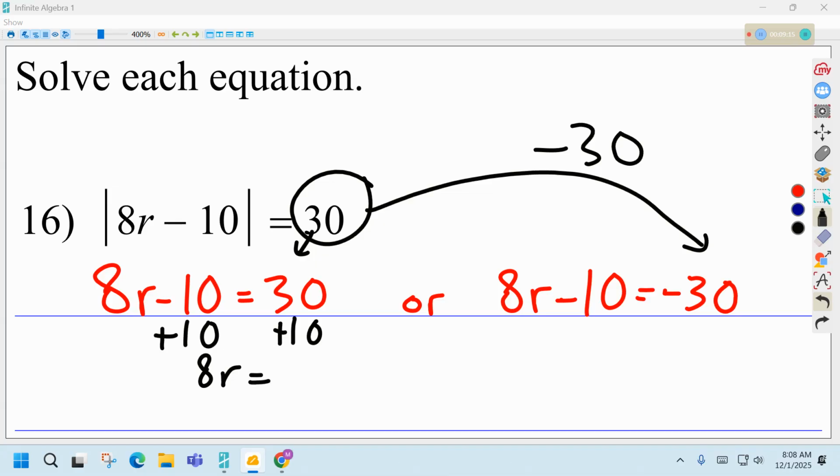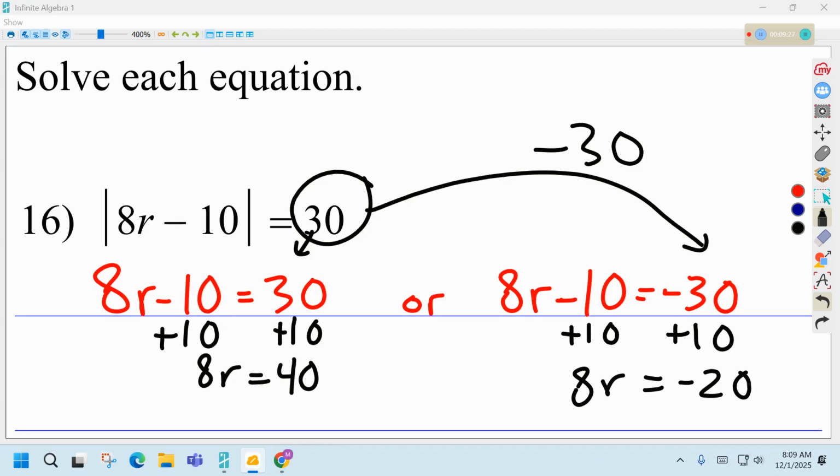So we got 8r equals 40. Whereas on this side, by adding 10, we're not going to get that. We won't get 40 on the right side because negative 30 plus 10 is only negative 20 still. So you guys can go through and solve these. You might get some fractions every now and then. That's fine. That'll happen. So just solve the equations.